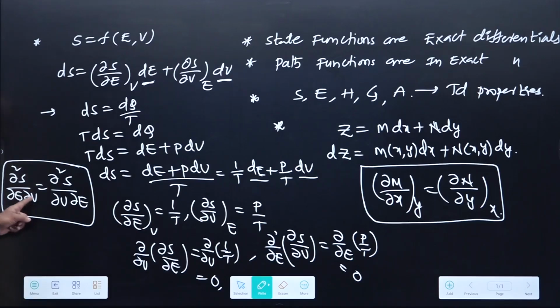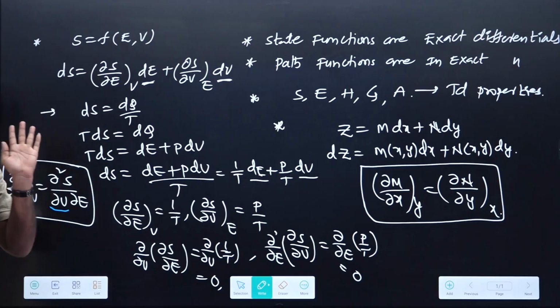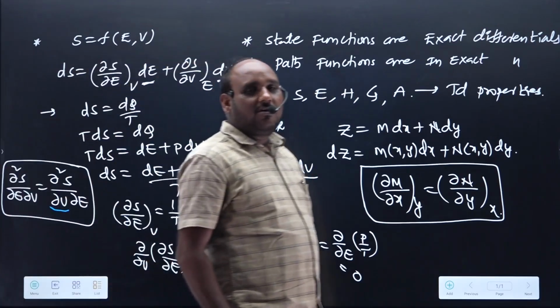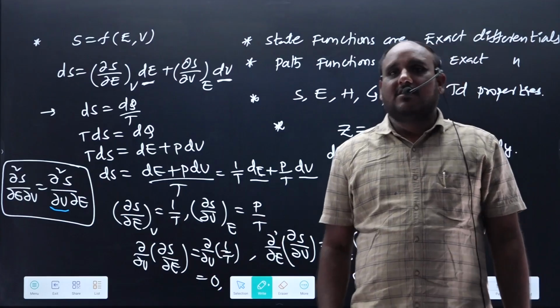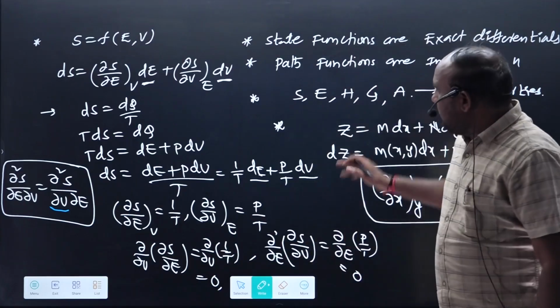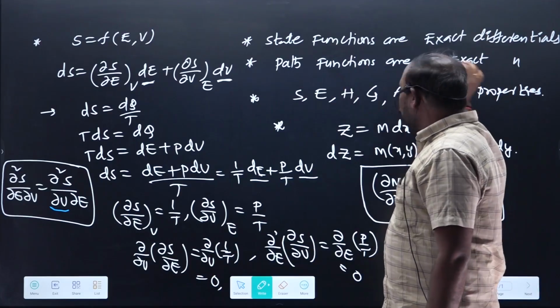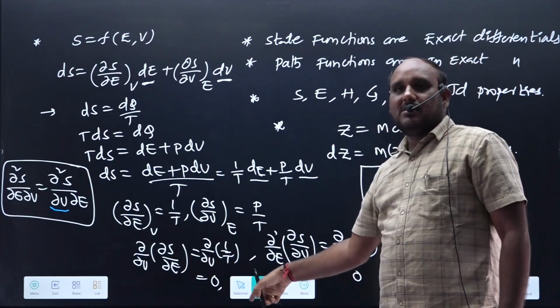That means how many terms do we have here? E and V. First we do differentiation with respect to E, and later on V. What result do we get? Once entropy is differentiated first with respect to volume and then internal energy, we get the same value. Therefore we say entropy is an exact differential. Therefore entropy is a state function. All state functions are what? Exact differentials, right? If we consider path functions, heat and work, we won't get these equations, right?